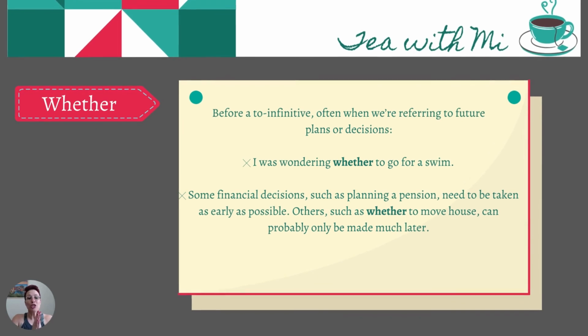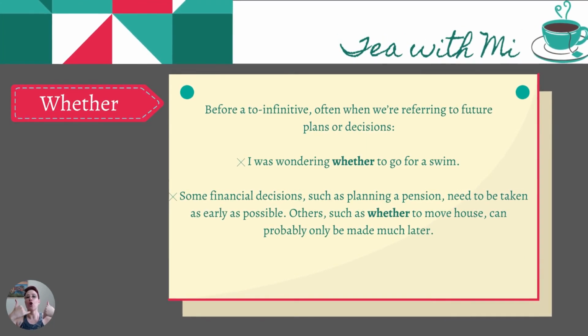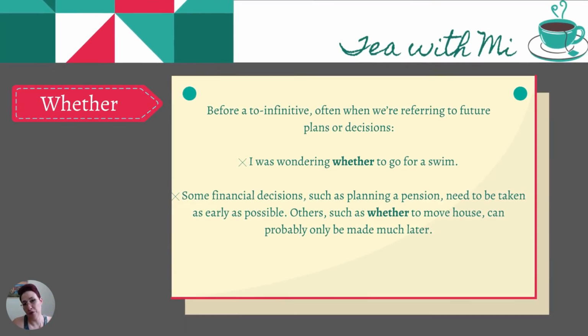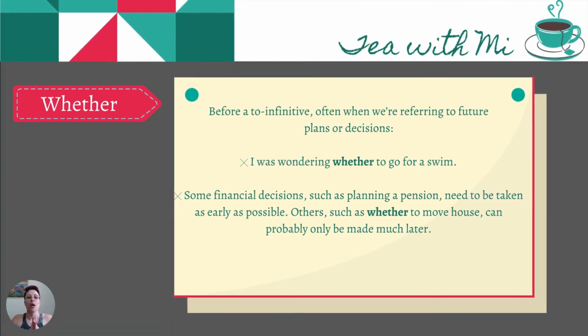And then I'm going to use whether before a verb in the infinitive with to. Most of the times when we use this structure, we are referring to future plans, decisions we are thinking, we are considering regarding future events. So take a look. I was wondering whether to go for a swim, whether to leave earlier for the airport, whether to dress up more formally for the event.